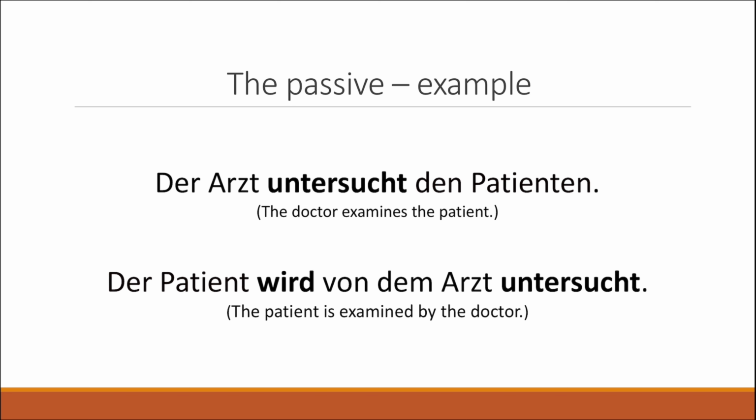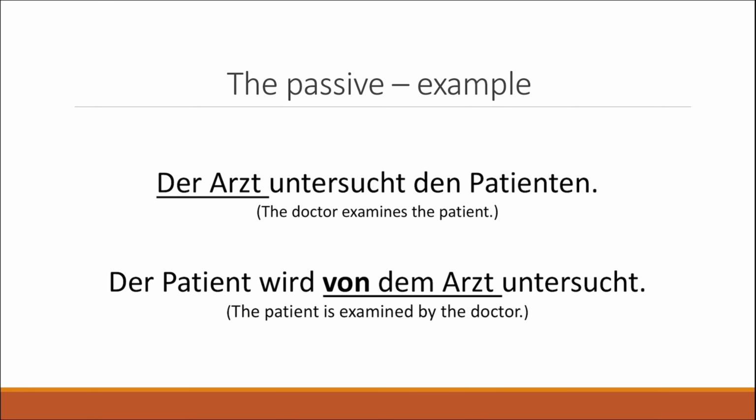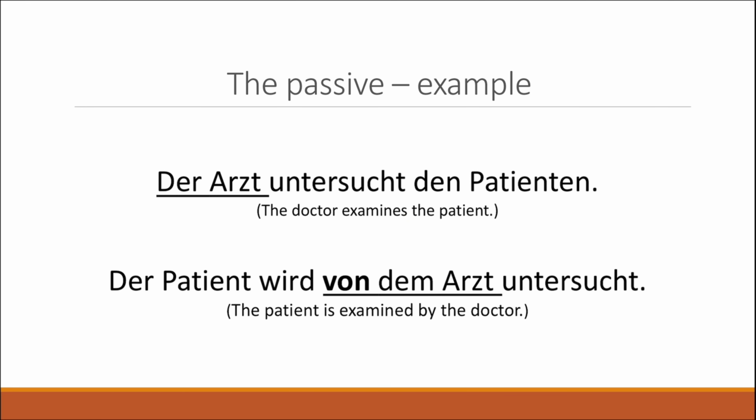Now let's talk about the verb. The verb untersucht is changed into the passive form by using the appropriate form of werden, depending on the tense, plus the Partizip 2 of the main verb, so the Partizip 2 of untersuchen, which is untersucht. And now let's consider the agent. The subject of the active sentence, der Arzt, is now introduced by von in the passive sentence, which means by, and remains in the dative case, so it becomes von dem Arzt.